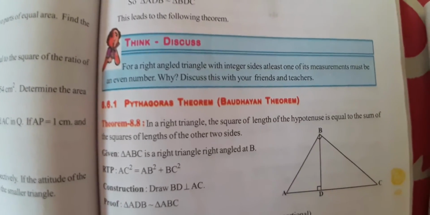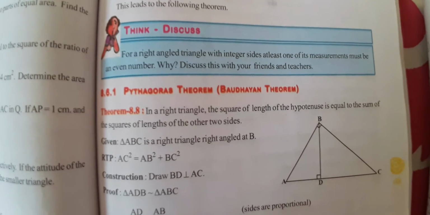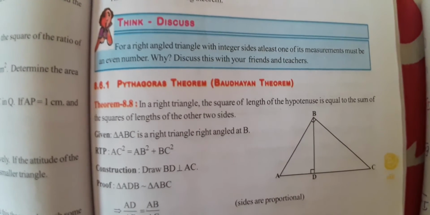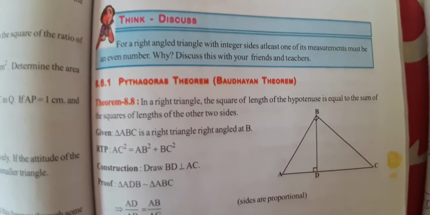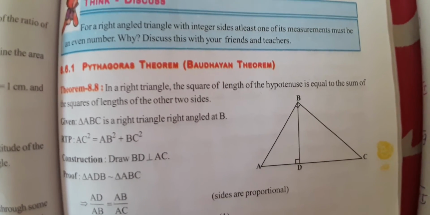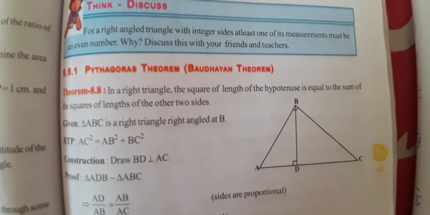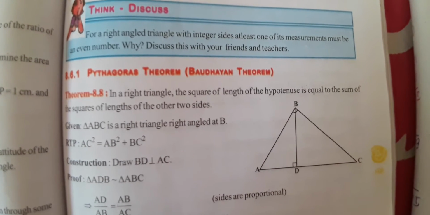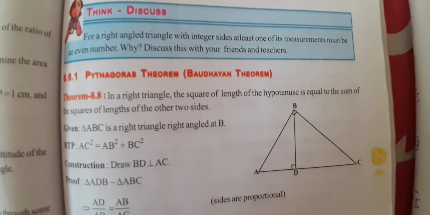Now let us move on to the next one, Pythagoras theorem. This is the last exercise from similar triangles. Today we are going to finish that. You are all well aware of Pythagoras theorem. It is applicable to a right angle triangle. In the given diagram, angle B is 90 degrees in triangle ABC. The side opposite to the 90 degree vertex is the hypotenuse, and the remaining two are the two sides.